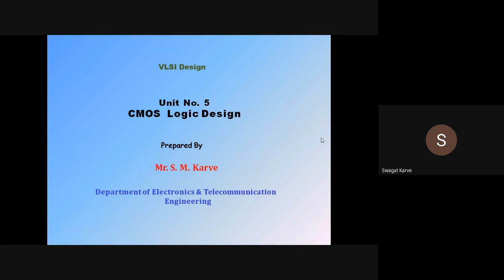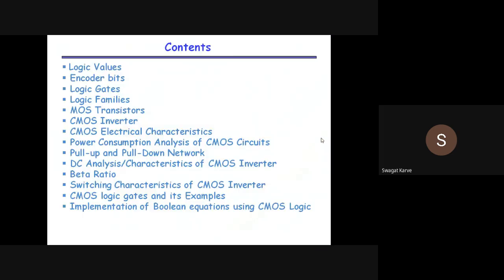Okay, so yesterday we completed unit number 4, that is MOS transistor theory. Now from this lecture we are going to start with the new unit, unit number 5, CMOS logic design. Basically, these are the contents related to this unit. First we are going to discuss the logic values.